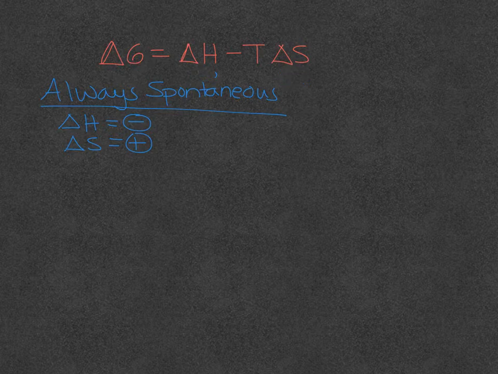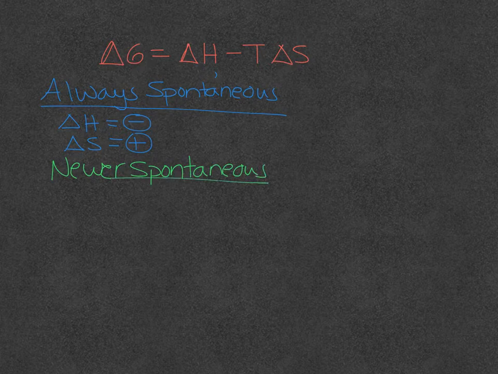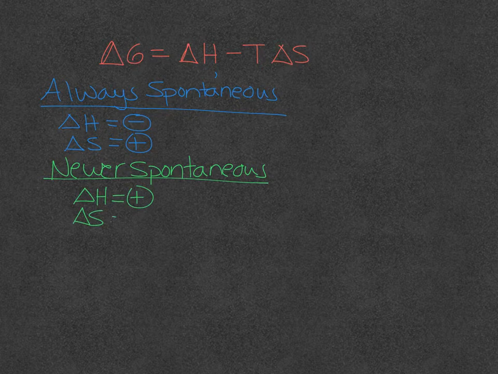Now on the flip side, never spontaneous, regardless of what the temperature is, would be the opposite. So if delta H is greater than 0 and delta S, entropy, is decreasing, that will never, ever, ever be spontaneous regardless of the temperature.